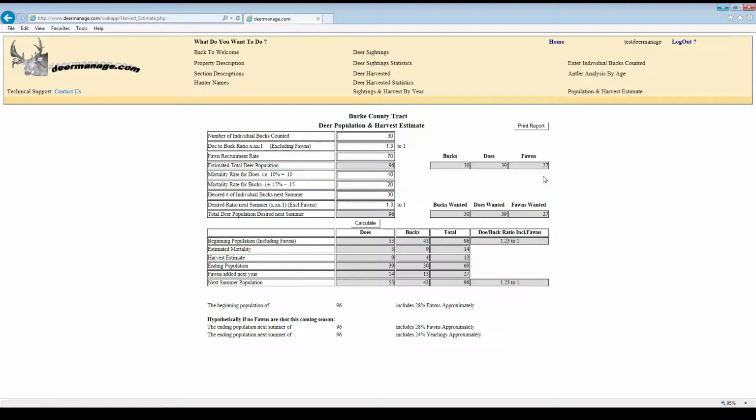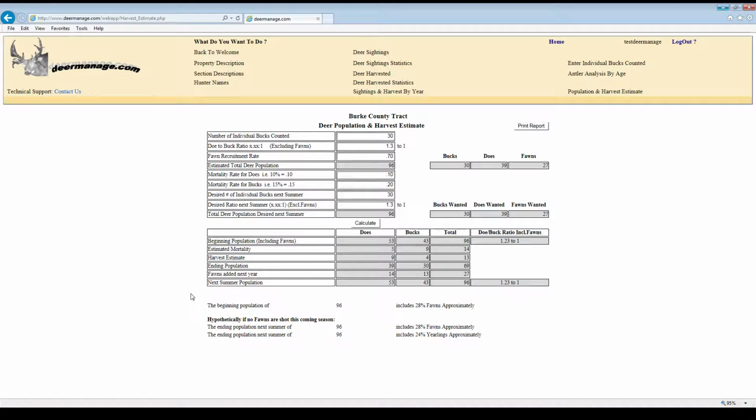So we'll take the fawns and assume that half of them are buck fawns and half of them are doe fawns. So even though I'm working with a 1.3 to 1 doe to buck ratio excluding fawns, once you add the fawns in, because you have an equal number of buck fawns and doe fawns, it's looking to be like 1.23 to 1. Same thing when you have your next summer population at the end. They wanted me to go ahead and show that as well, to show the doe to buck ratio including fawns.